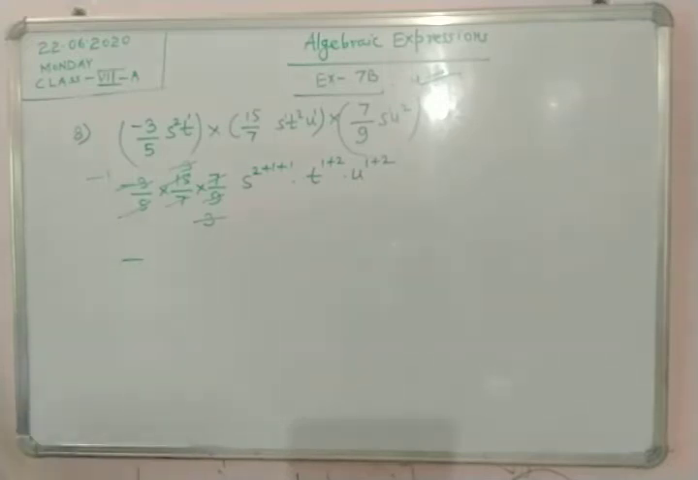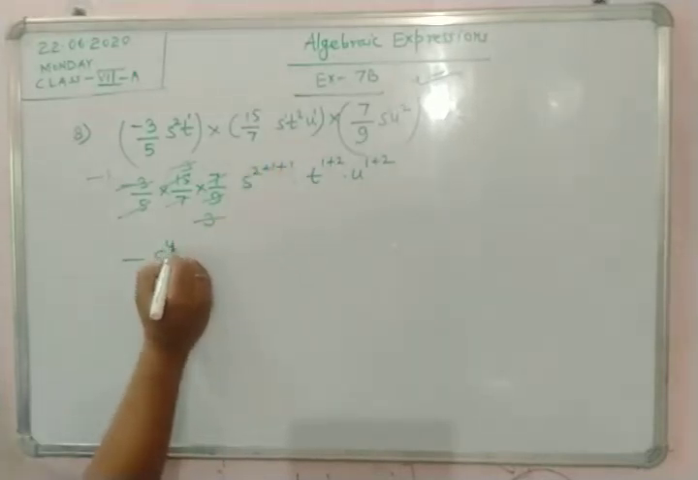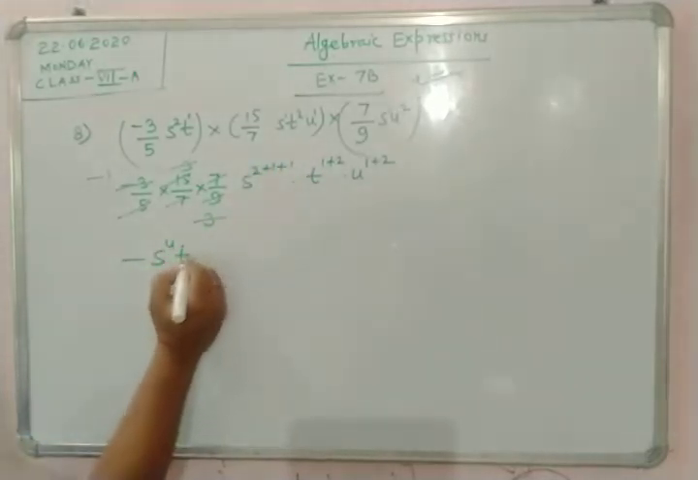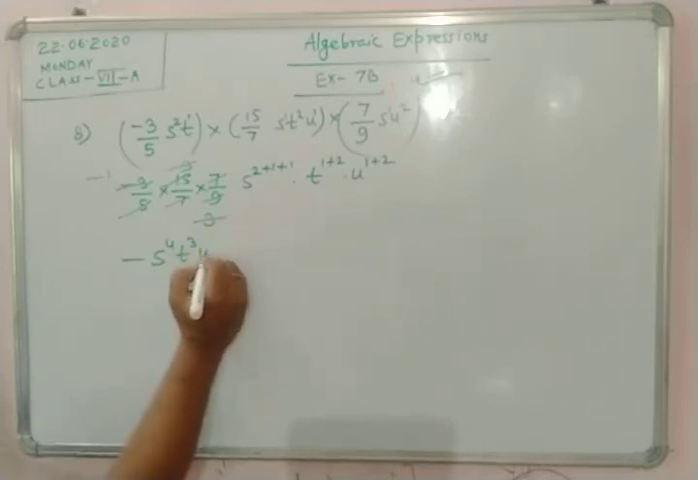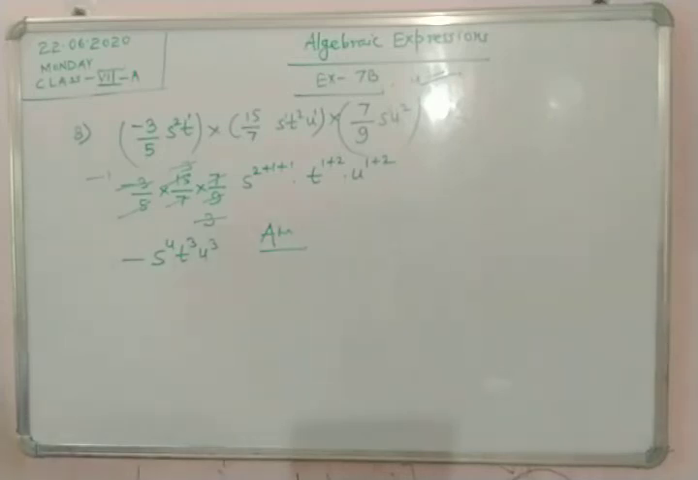Simply we will write minus s to the power 2 plus 1 plus 1. That means 4. T to the power 3 and u to the power 3. So this is your product. Understanding, students? Similarly, all the questions can be done.